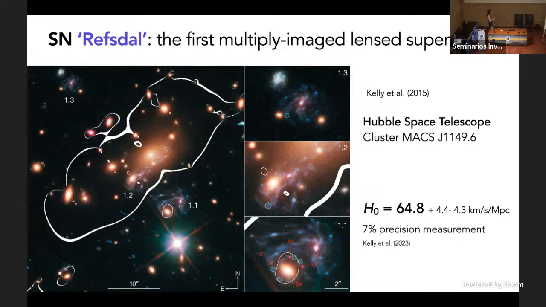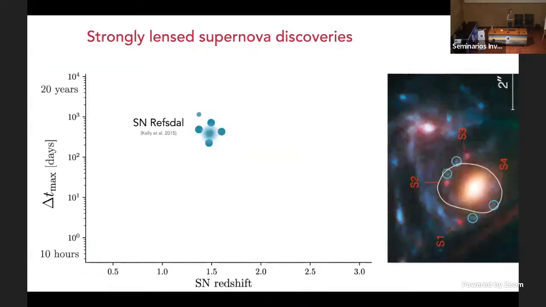So it has a value that's compatible with the CMB measurement. The uncertainties are still quite large, which is mainly because of the complexity of the mass model of the galaxy cluster. But it's still amazing that for one object, you can have this measurement already. Okay, so that was supernova Refsdal, the first one.